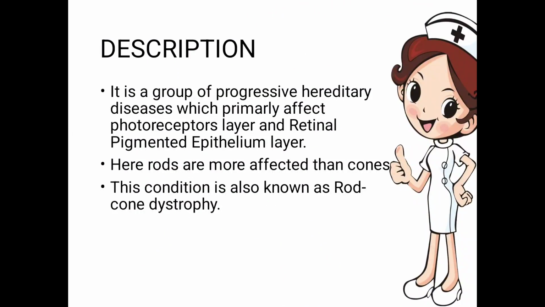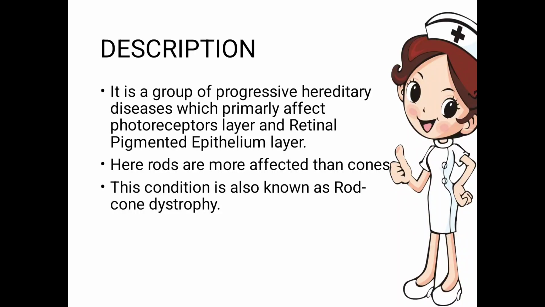It is a group of progressive hereditary diseases which primarily affect the photoreceptor layer and then the retinal pigmented epithelium layer. So it is not a single disease but a group of progressive hereditary diseases. Hereditary means it gets passed on from generation to generation, and progressive means it keeps on increasing, and it primarily affects the photoreceptor layer.